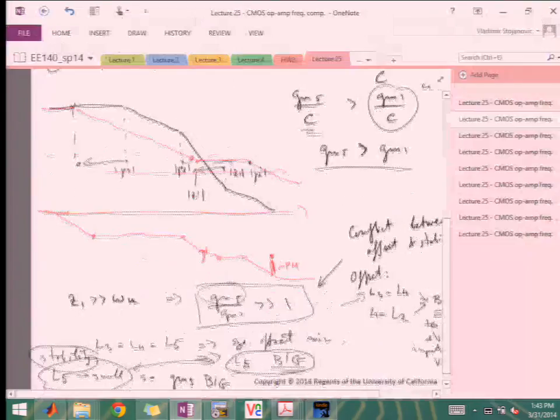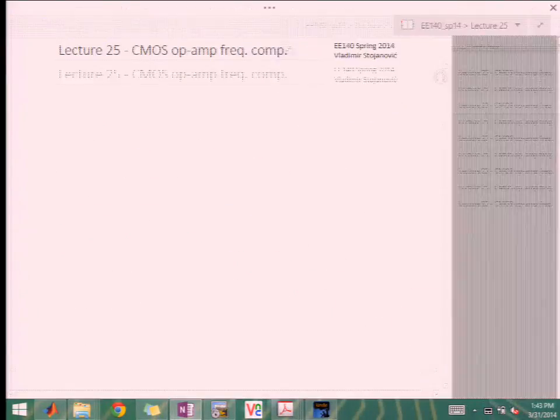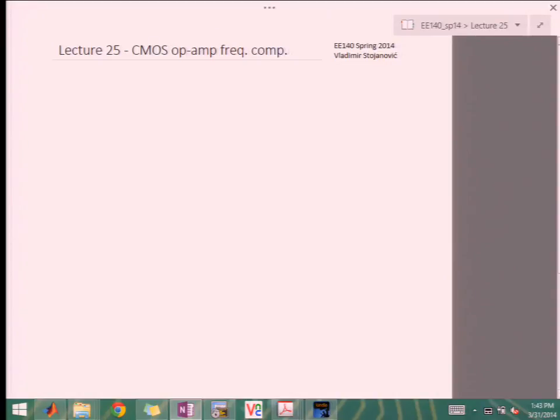So with these requirements, let's take a look how we can break some of these trade-offs by changing the topology, right? So this is all if we just have the C, right? But by adding some more elements, we may be able to counter this and effectively mitigate some of the trade-offs. So the strategy is to eliminate the right half plane zero.